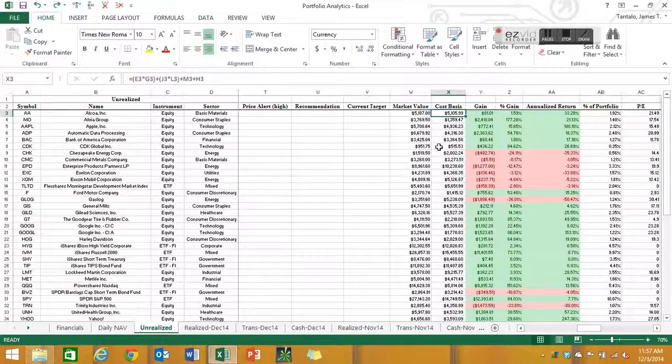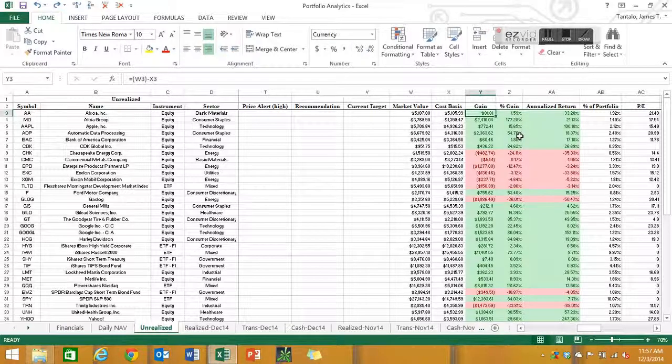So our cost basis includes how many shares we bought times the price that we paid for them, plus any commissions that we had to pay our brokers to put on those trades for us. Our market value is the total number of shares that we own multiplied by what the shares are currently worth. So if our market value exceeds our cost basis, we have a gain. And if our market value is lower than our cost basis, we have a loss. And that's where we see the green positive numbers and the red negative numbers over here in the gain column.